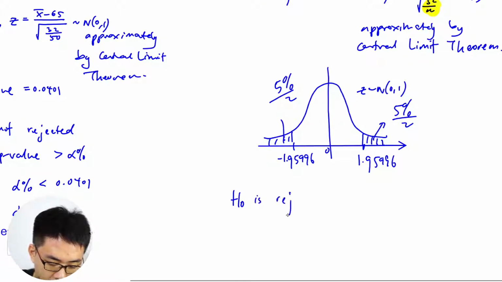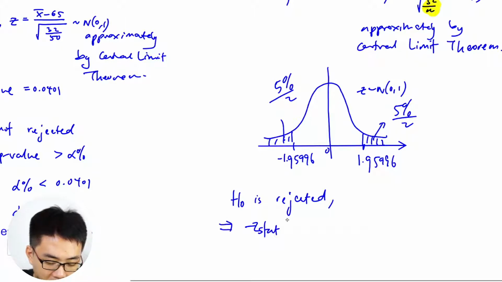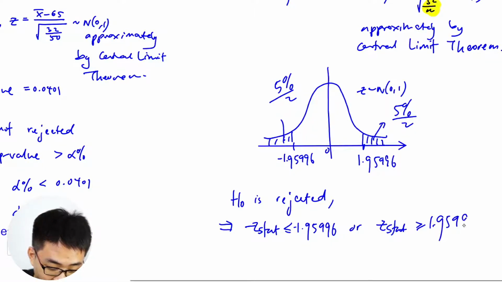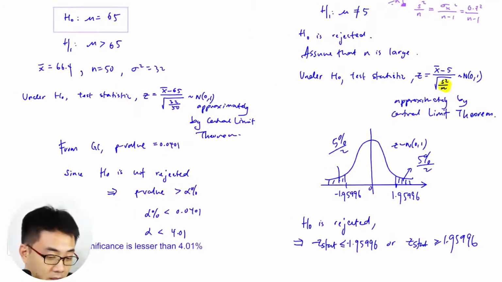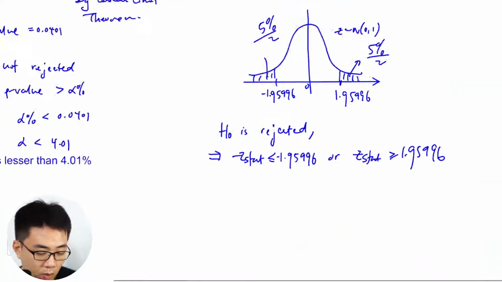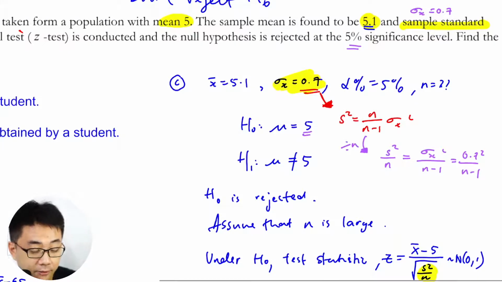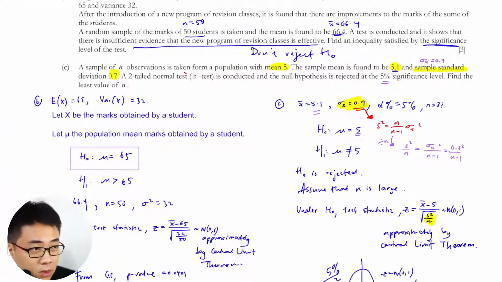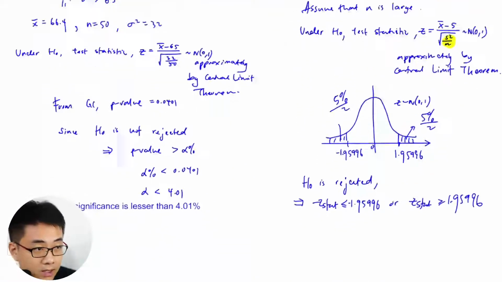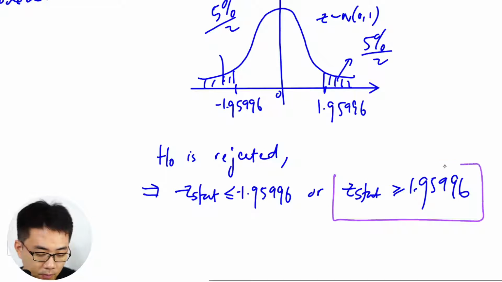Okay? So you know that the z-stat will be less than or equal to negative 1.95996, or the z-stat is more than 1.95996. Okay, hold on first. This part here, what I understand is this. Your null hypothesis is 5. Your x bar is 5.1. So now you reject H naught. But I ask you, do you reject on the right tail or the left tail?